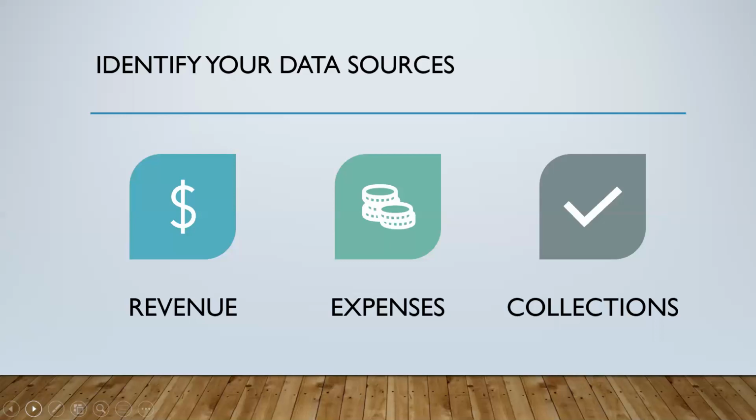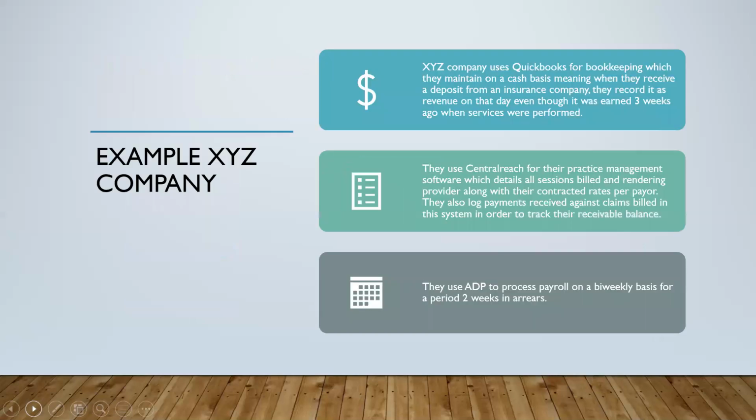Now what I'd like to do is go through an example of an ABA company where we're going to determine the three sources for that company. I hope that this will help you then sit and look at your company to determine where your sources of data are. The example we're going to look at is XYZ company. So this is the story behind XYZ.